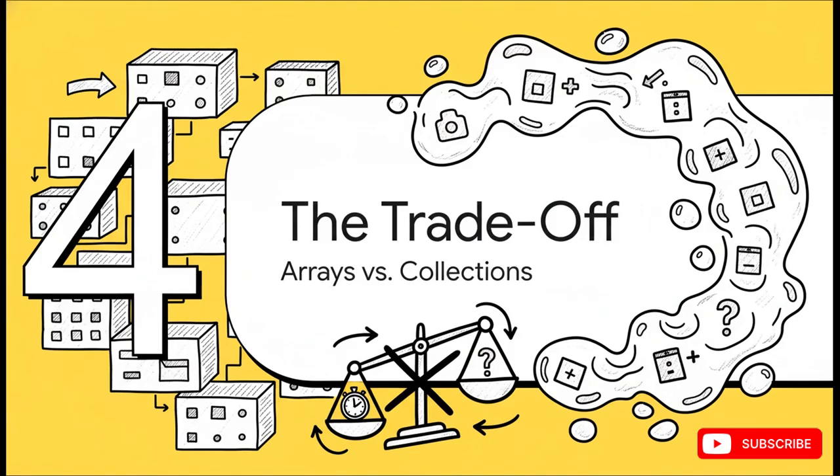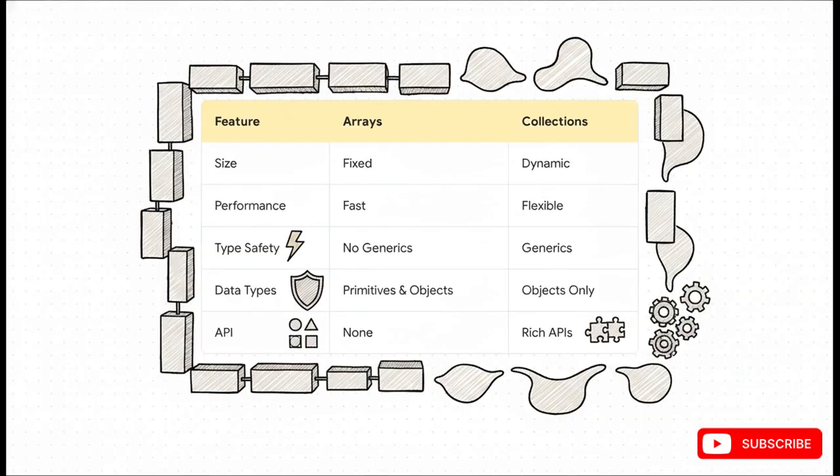So all this brings us to the big question. If arrays are so blazing fast, why did we even need to invent the whole collections framework with things like ArrayList? Well, it all boils down to a classic engineering trade-off. This table just lays it all out perfectly. On one hand, you've got arrays. They're fixed, they're rigid, and they're built for pure, raw speed. On the other hand, you have collections. They're dynamic, they're flexible, and they're loaded with helpful tools.